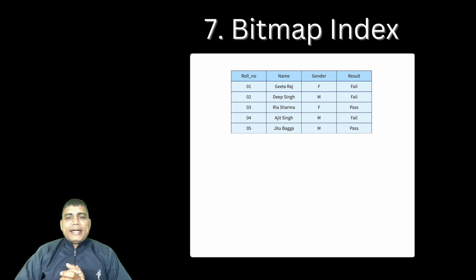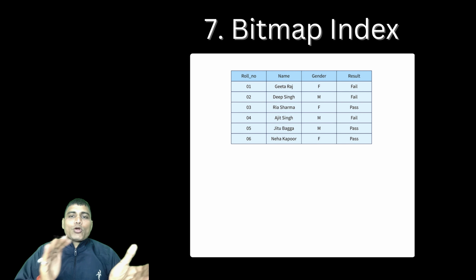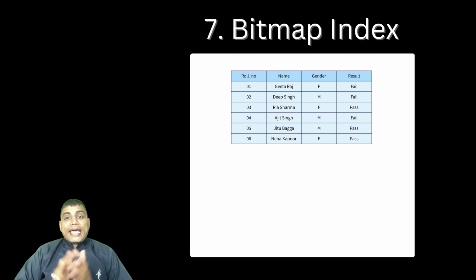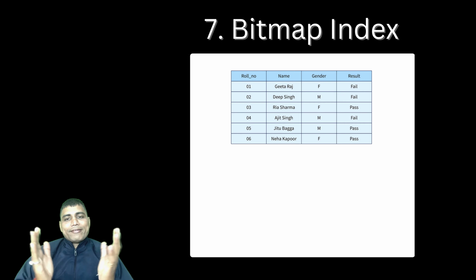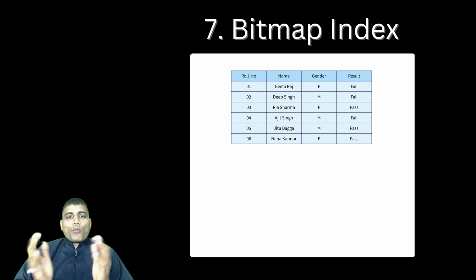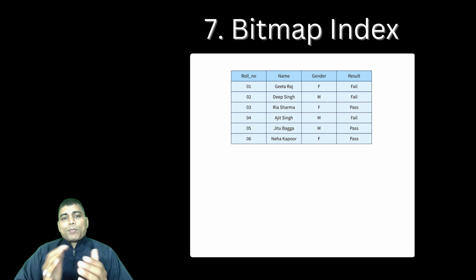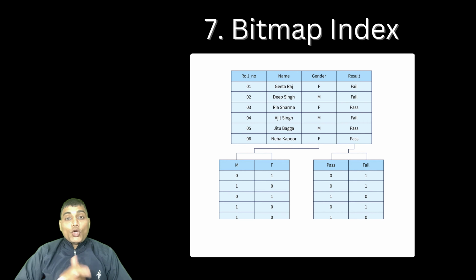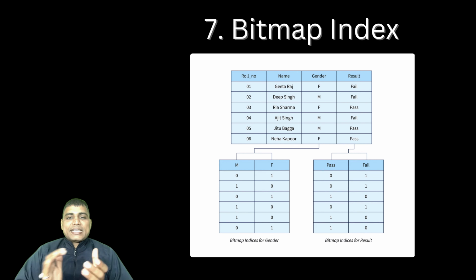Number 7, bitmap index. A bitmap index is a data structure that uses bitmap arrays to efficiently index and query large datasets, especially for low cardinality fields, that is fields with few unique values. Instead of storing row pointers, it represents each distinct value as a separate bit vector, where 1 indicates presence and 0 indicates absence in a row.